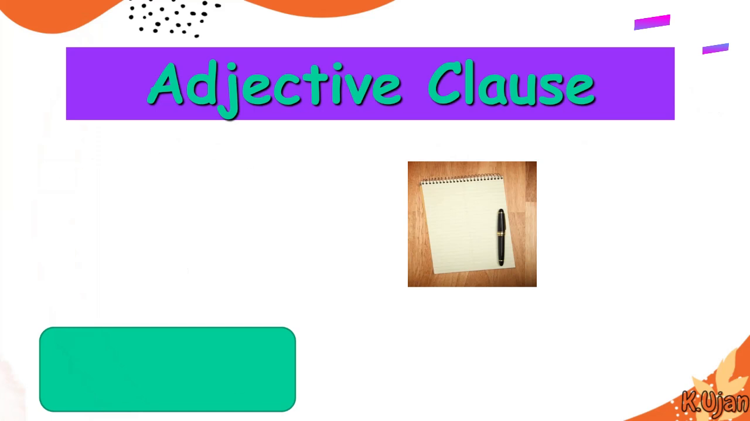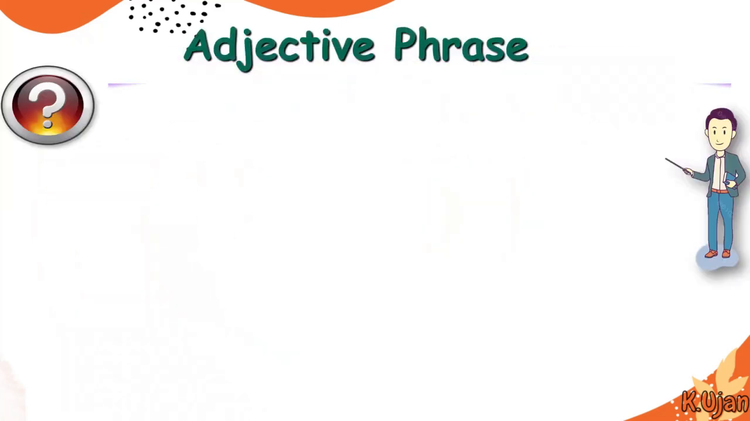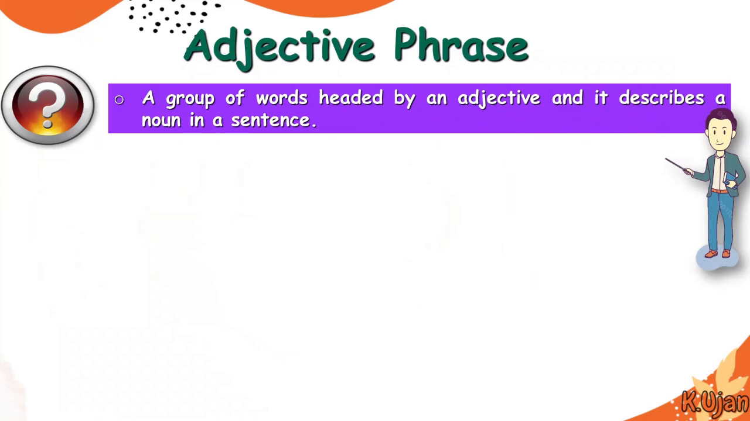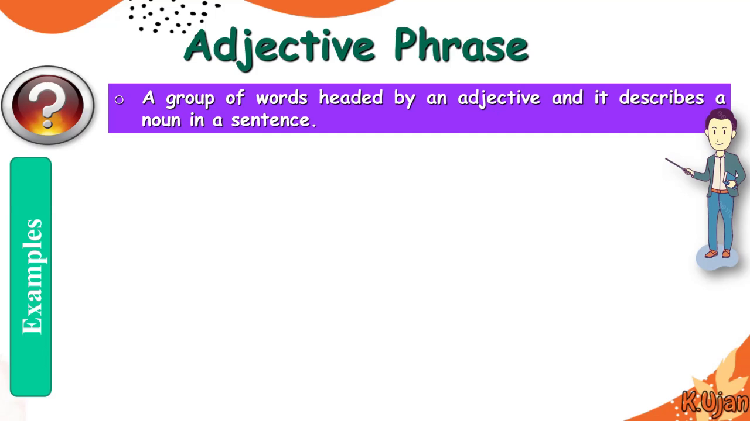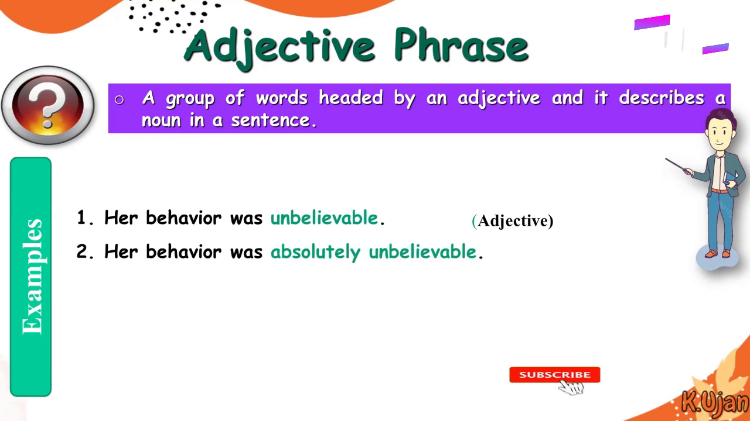Now students, let's begin and talk about what is an adjective clause. So here we must understand what adjective phrases are. At first, an adjective phrase is a group of words headed by an adjective that describes a noun in a sentence. For example, her behavior was unbelievable. So unbelievable is actually an adjective. Her behavior was absolutely unbelievable.